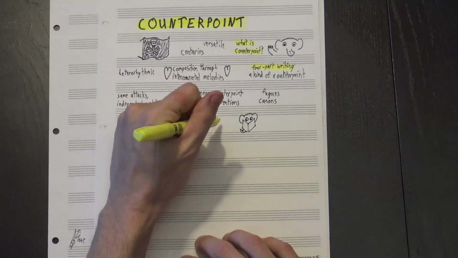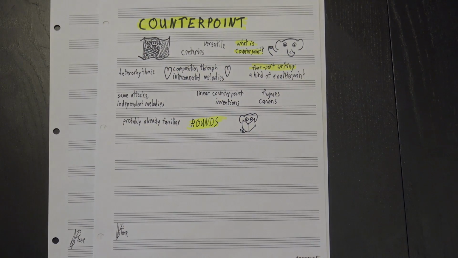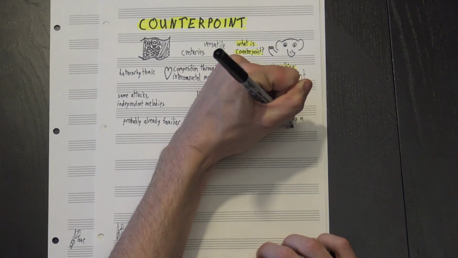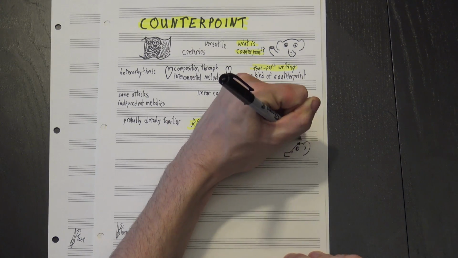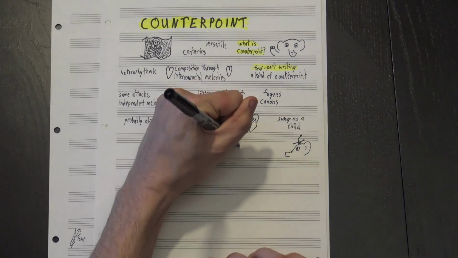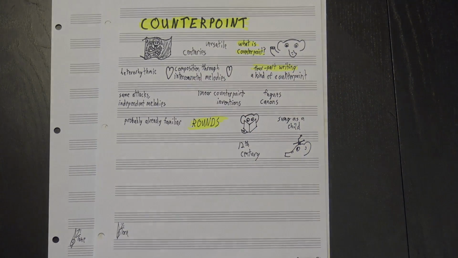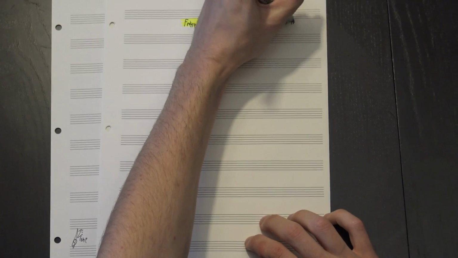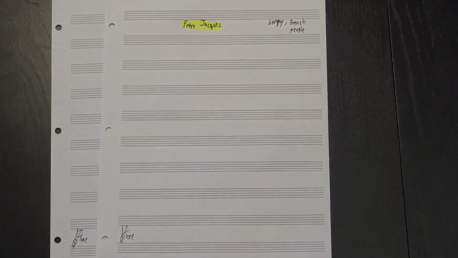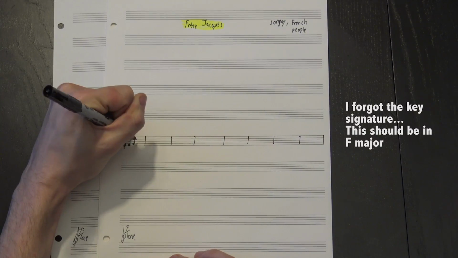them, the round. You're probably already familiar with rounds and may have even sung them as a child, but without even knowing it, you were engaging in one of the most complex devices in Western composition, one that dates back to at least the 12th century. Let's take a look at a popular round, Frere Jacques, and I apologize to any French-speaking viewers out there for that pronunciation. It goes like this.